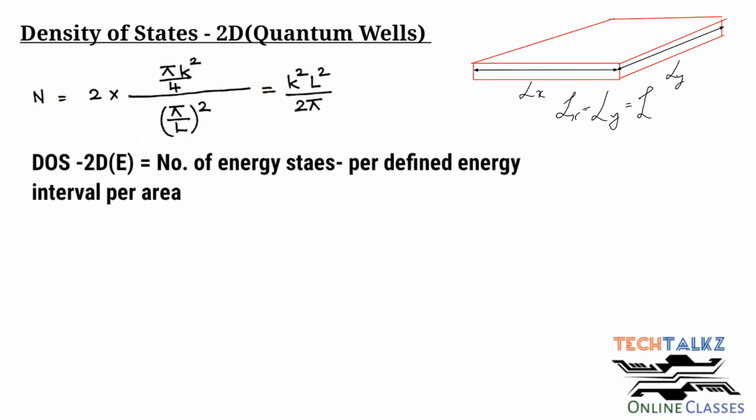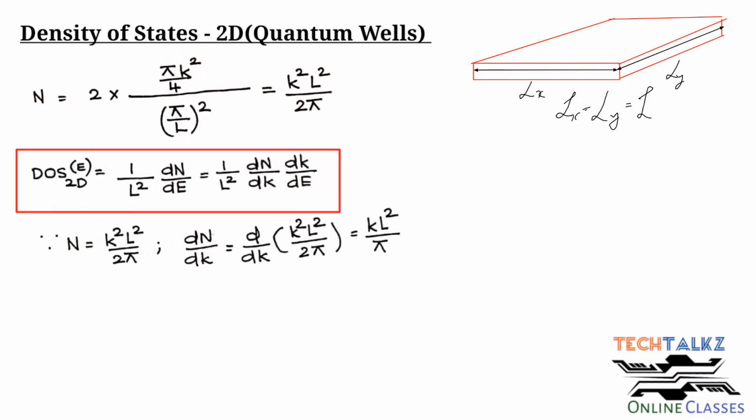Since it is 2D, we take the number of energy states over a defined energy level per area. Why is it not per volume? Because it is a 2D structure, one axis is confined. So per area. Therefore, our equation will become 1 divided by the area of the semiconductor slab, that is L squared, multiplied with dN divided by dE, which is equal to 1 over L squared, according to the chain rule, dN by dk multiplied with dk over dE.